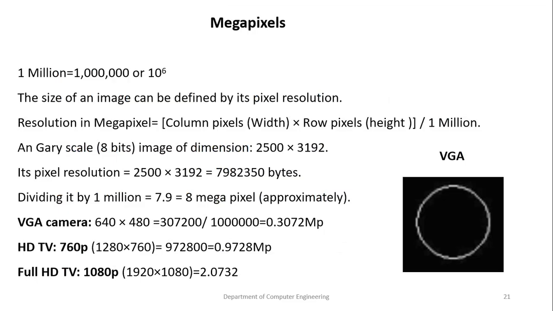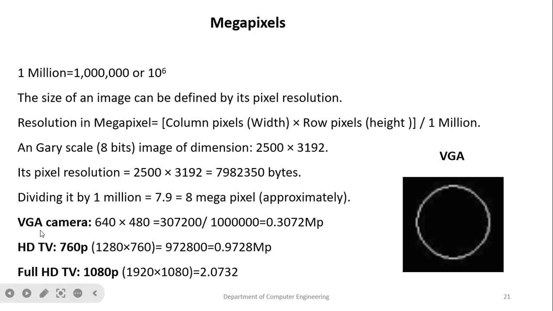A megapixel is 1 million, or 10 raised to 6. The size of the image can be defined by its pixel resolution. Resolution in megapixels is equal to columns into rows, that is the total number of pixels of the screen divided by 1 million. Now for a grayscale image of dimension 2500 by 3192, if we want to check its megapixel resolution, we have to multiply the total number of rows and columns, then divide by 1 million, and we will get the approximate resolution of the image.